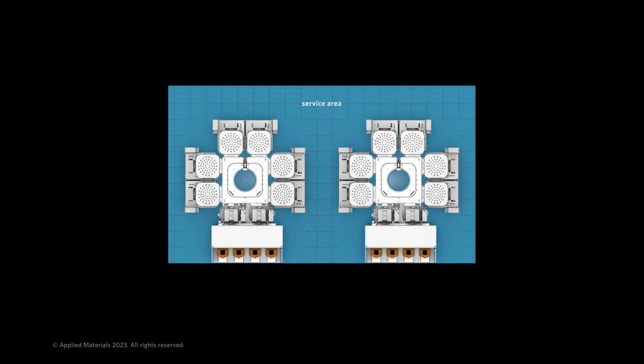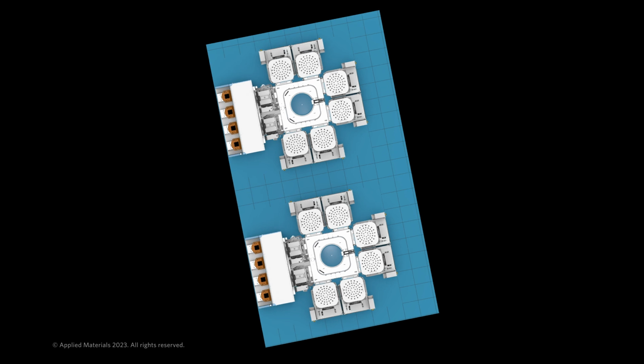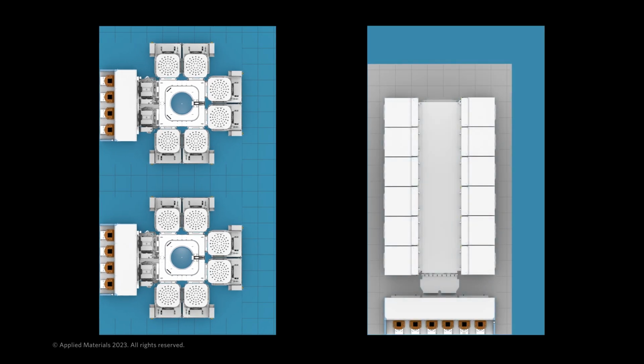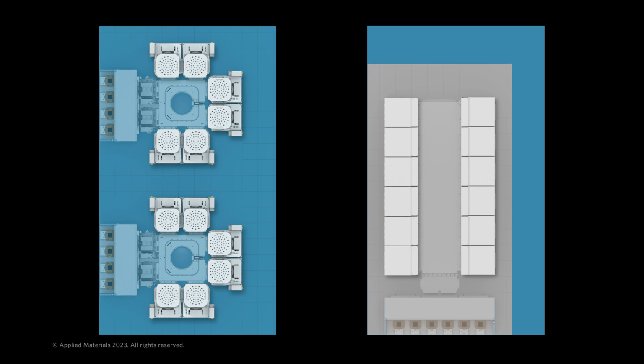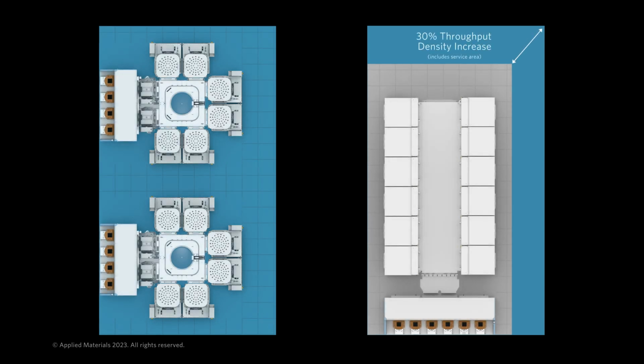Vistara allows chipmakers to maximize their cleanroom space by packing more systems per square foot. In this configuration example, Vistara incorporates 12 etch chambers, delivering the productivity of 2 Centris platforms in 30% less space. When building new fabs, chipmakers could achieve their target wafer output in a smaller cleanroom, which reduces the amount of energy-intensive materials used during construction.